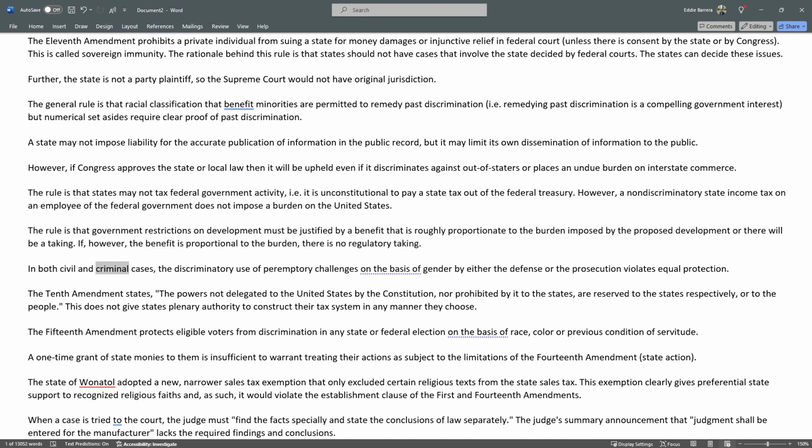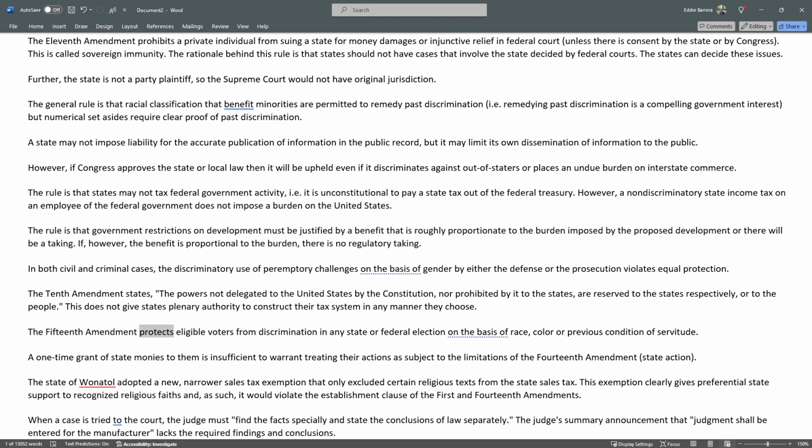In both civil and criminal cases, the discriminatory use of peremptory challenges on the basis of gender by either the defense or the prosecution violates equal protection. The 10th Amendment states, the powers not delegated to the United States by the Constitution, nor prohibited by it to the states, are reserved to the states respectively, or to the people. This does not give states plenary authority to construct their tax system in any manner they choose.